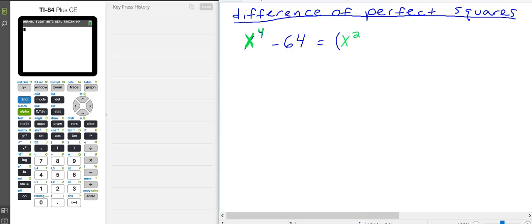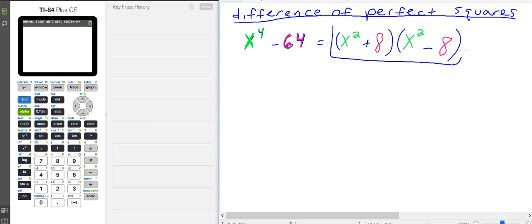You do x squared plus the square root of the second one. The second one is 64. The square root of 64, if you don't know, you can do it on your calculator, but it's 8. Then you're going to do the square root of the first one, which is x squared, minus the square root of the second one, which is 8. And this is your answer. This is the factored form of this binomial.